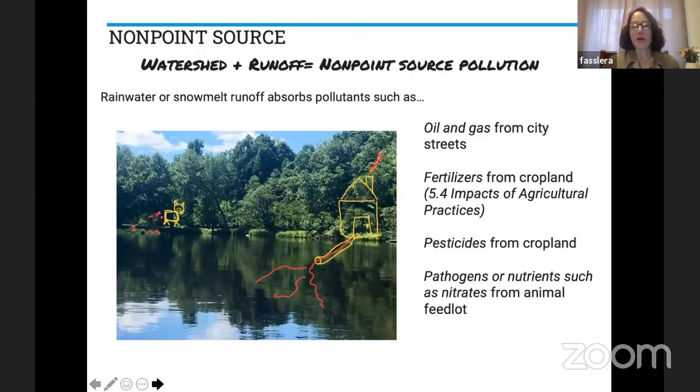So non-point sources of pollution, if you remember from our original essential knowledge statement, those were the pollutants that were diffuse and they're kind of hard to identify. And here are some examples. This is where we really link back a lot to Unit 5, where you looked at land use. And there's a lot of different subtopics under land use.